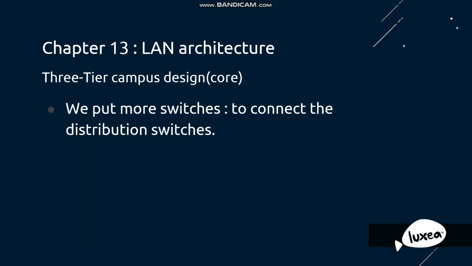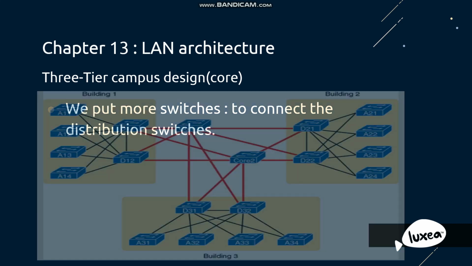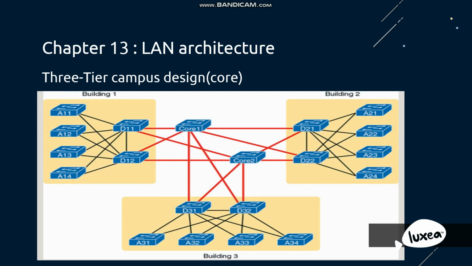In the three-tier core design, we put more switches to connect the distribution switches. Like this. Very simple. By using the core design, with the core in the middle and a partial mesh of links in the core, it will provide connectivity to all parts of the LAN to the routers, which send packets all over the WAN with these simple changes.